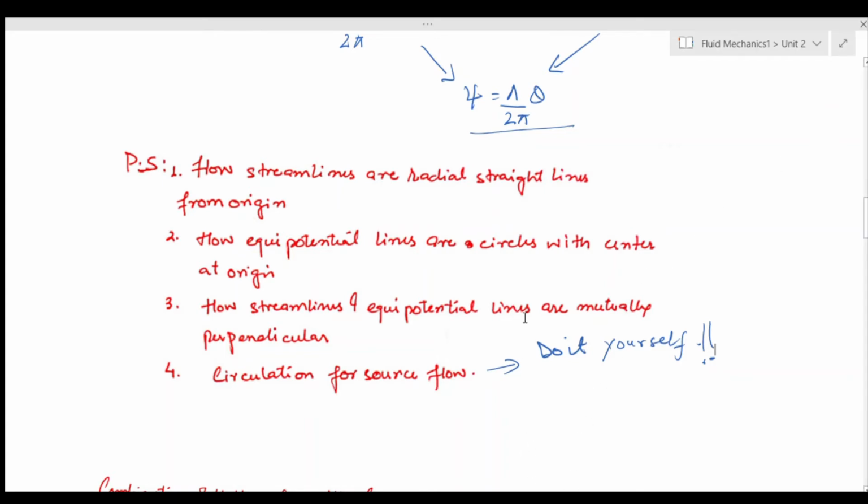Now we have talked about two elementary flows up till now. We talked about uniform flow and then we discussed source and sink flow. Now let us see what would happen if we combine these two flows. If we combine these two types of flows, then can we get something which we can really find in reality or close to reality.